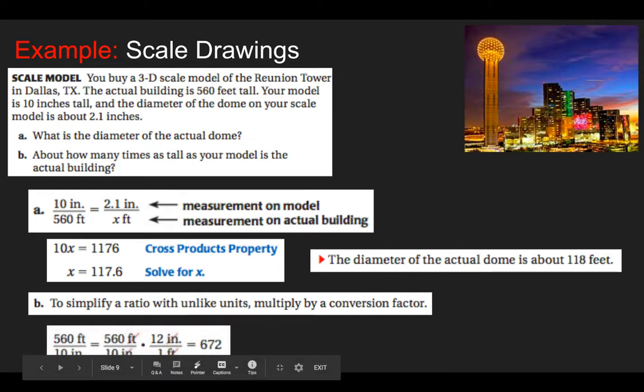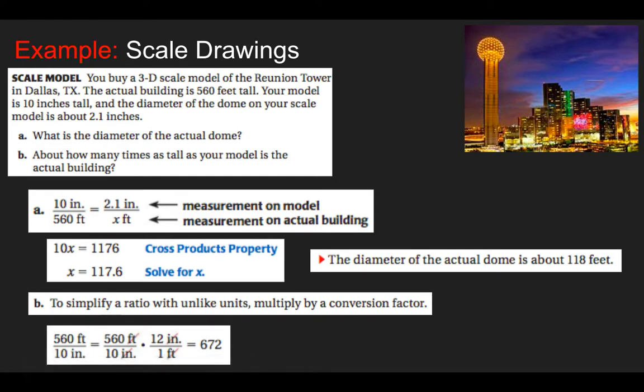So set it up. 560 feet over 10 inches, multiply by 12 inches over 1 foot. Inches cancel out, feet cancel out, and we multiply and get 672. We put 560 on top this time because we want to know how much taller the actual building is than our model. If they had asked us how much smaller our model is than the actual building, then we would have put 10 on top.